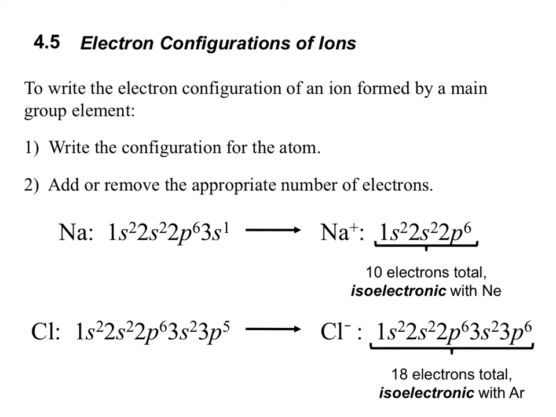Let's do another one. Chlorine: 1s2, 2s2, 2p6, 3s2, 3p5. We add an electron to it to form Cl-. Well, 1s2, 2s2, 2p6, 3s2, and we now add an electron to the p orbital, so we have 3p6. This has 18 electrons total, and therefore is isoelectronic with argon. Isoelectronic is just the term we use for saying that it has the same electron configuration.